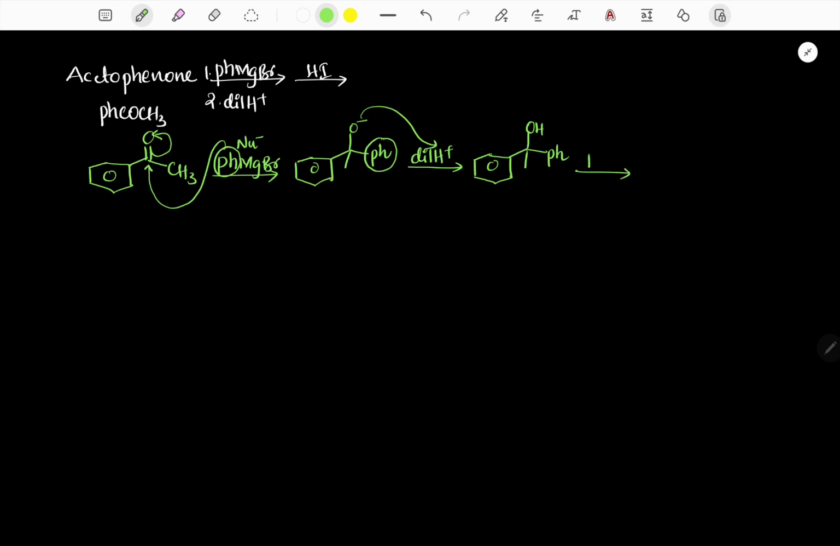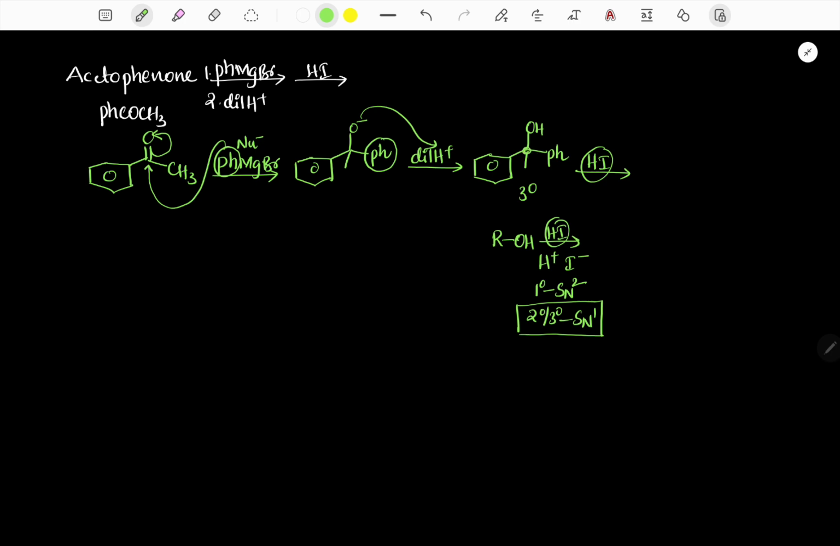Now it is treated with HI, hydrogen iodide. It is a tertiary alcohol, so the tertiary alcohol reacts with HI. HI means H plus and I minus. Therefore, primary follows an SN2 type of reaction, while secondary and tertiary follow an SN1 type of reaction.